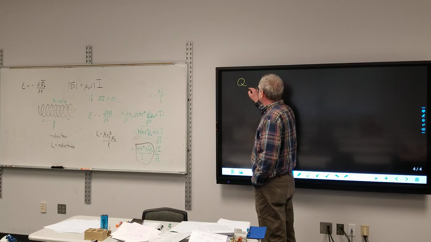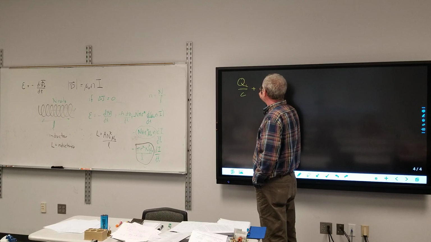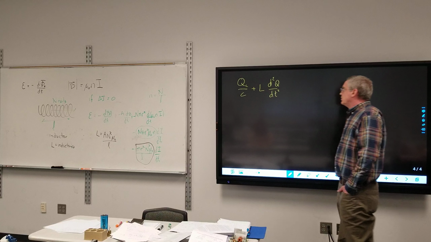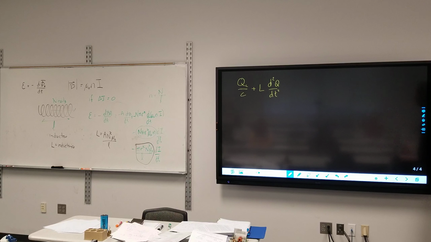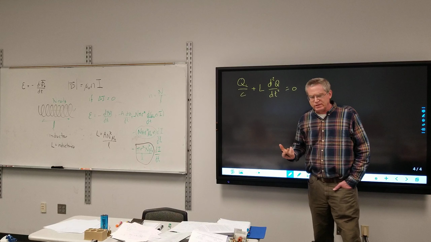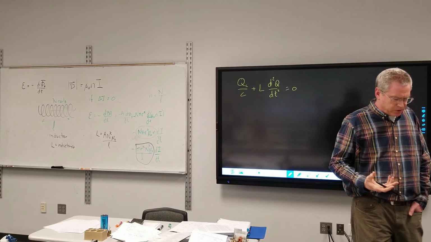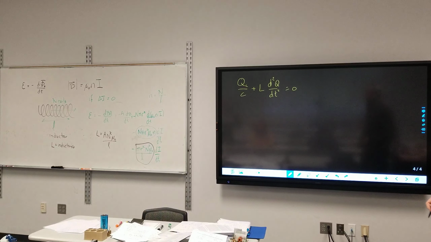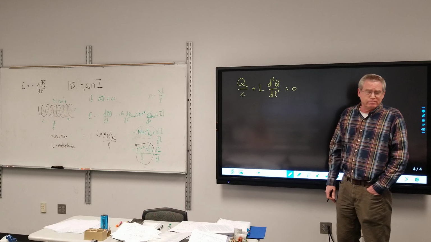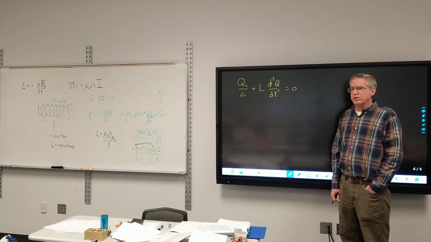So I have Q_C over C plus L times the second derivative of Q equals 0. So I need some function here. If I'm going to describe Q_C, I need some function whose second derivative is basically the negative of what we started with. And what function has a second derivative which is basically a negative of what we start with?